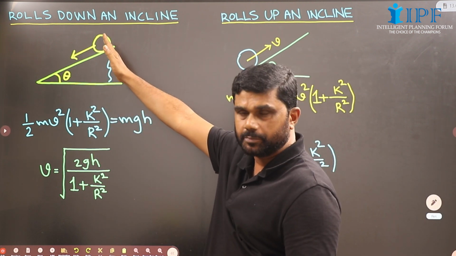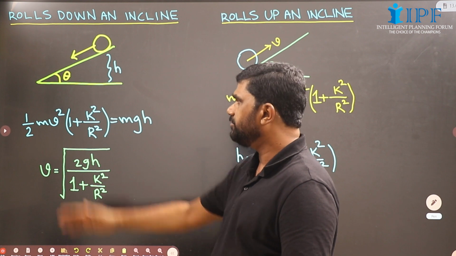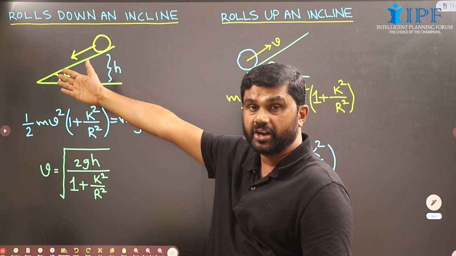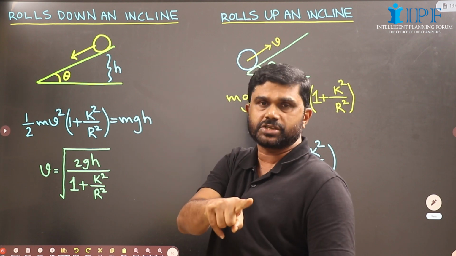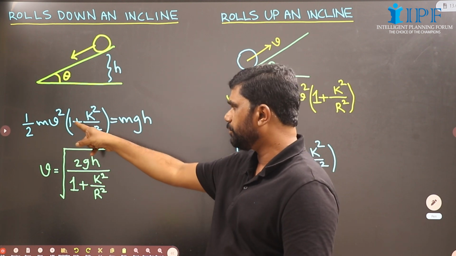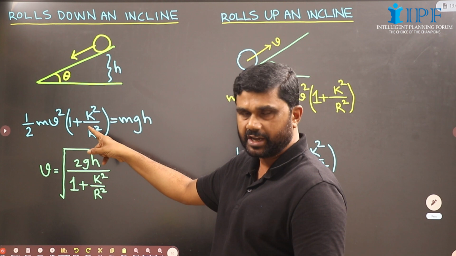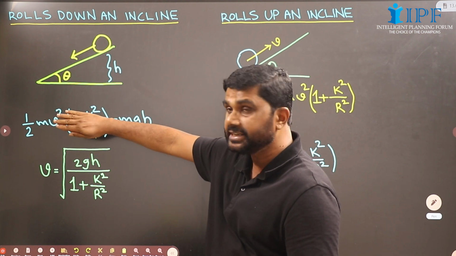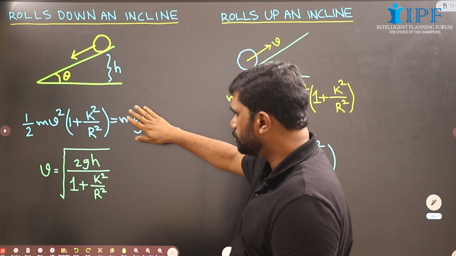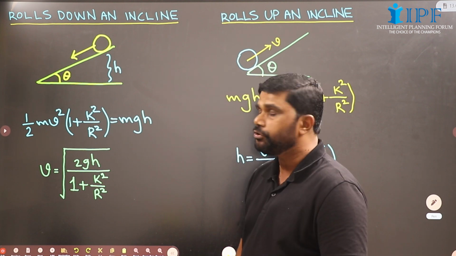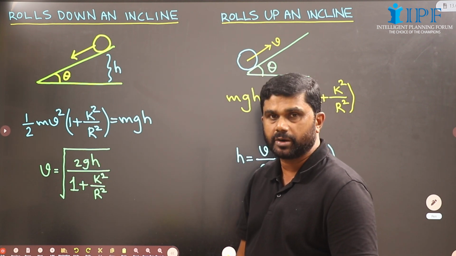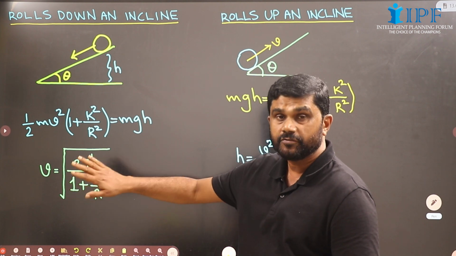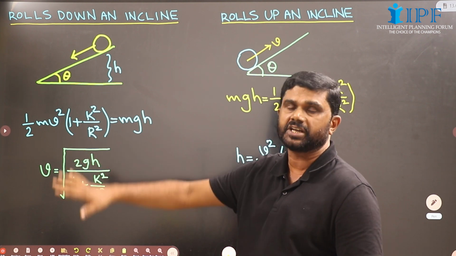Initial gravitational potential energy is mgh, and when it reaches the bottom, suppose its velocity is v, so the total kinetic energy as it rolls down will be half mv square into 1 plus k square by r square, that we have studied. This is the total kinetic energy at the bottom, that is equal to potential energy at the top. So from here we will get v equal to under root 2gh divided by 1 plus k square by r square. This is the speed with which the body reaches the bottom of the incline.